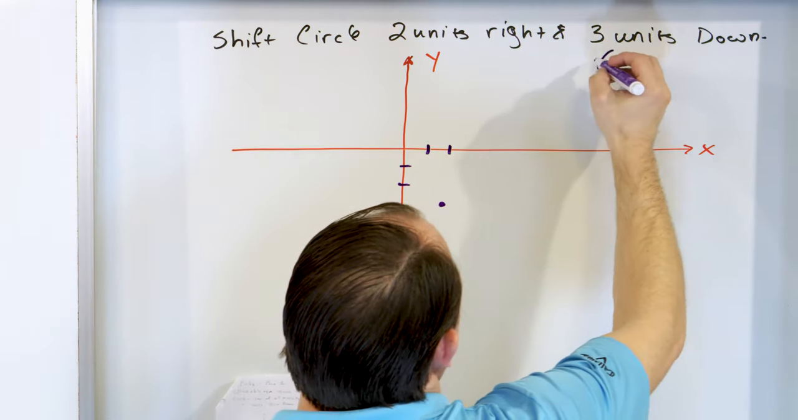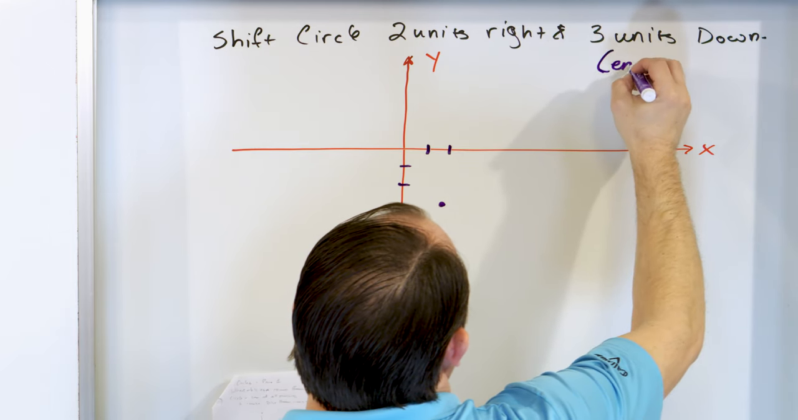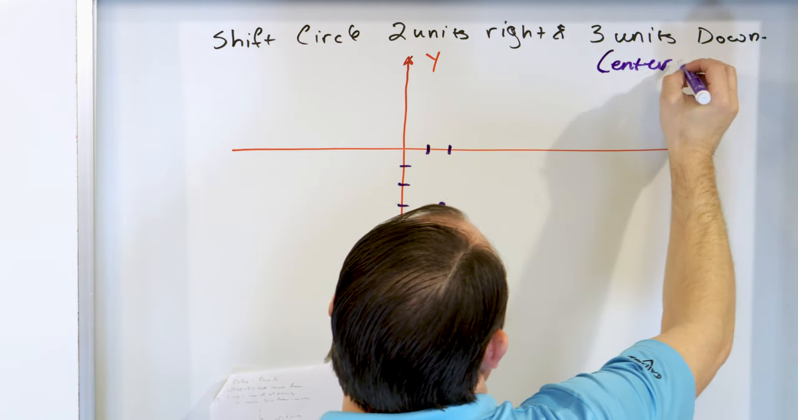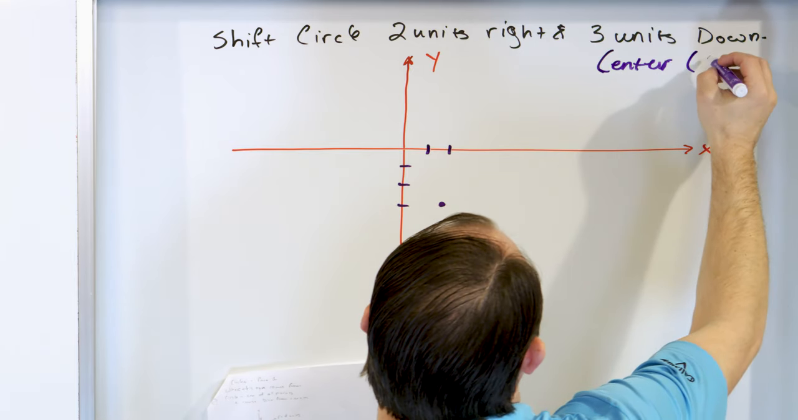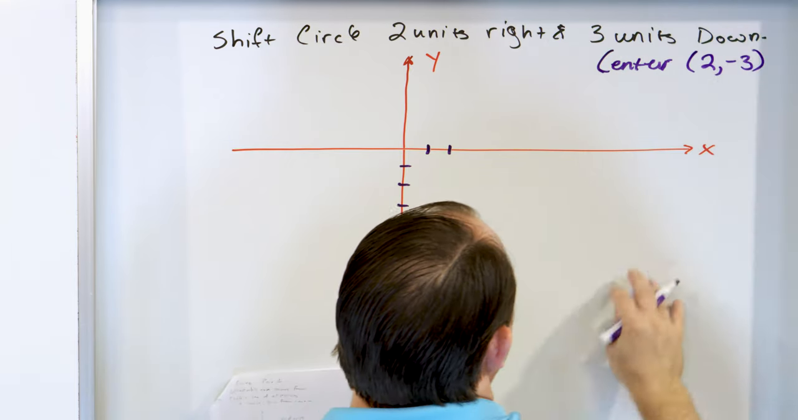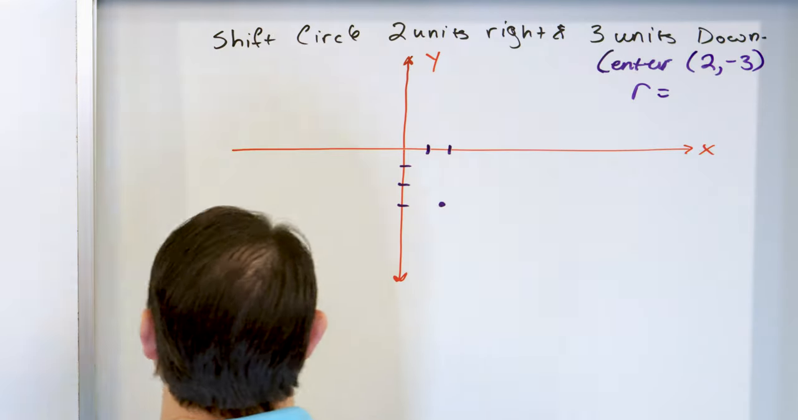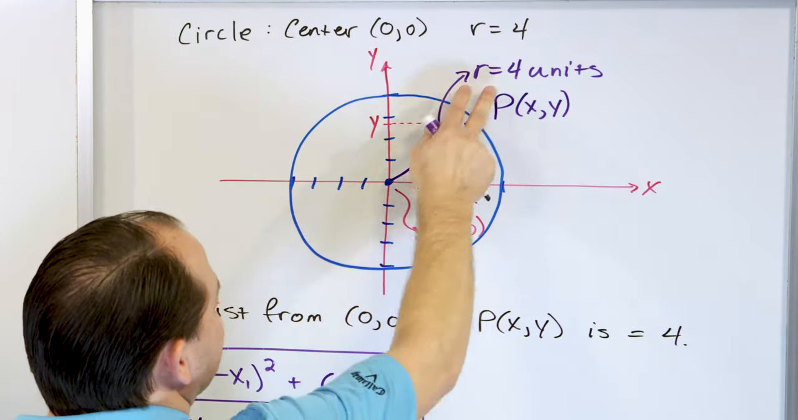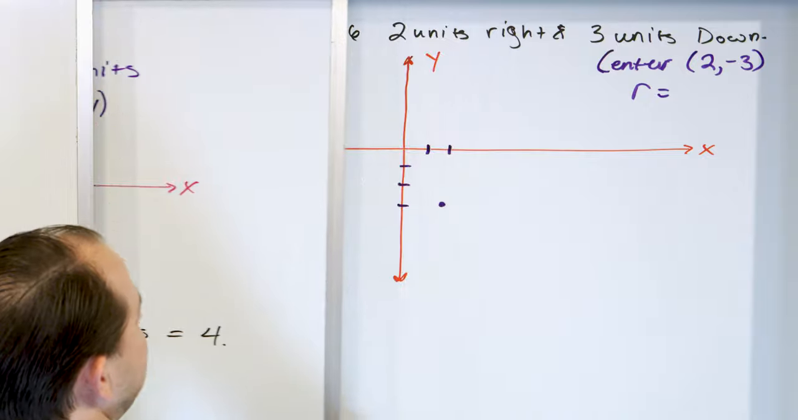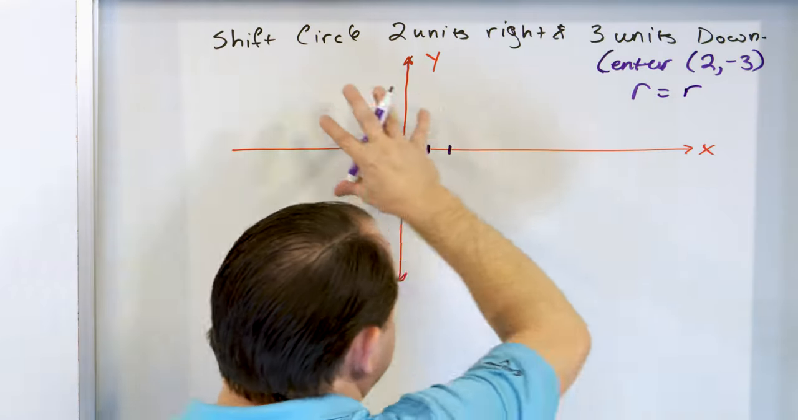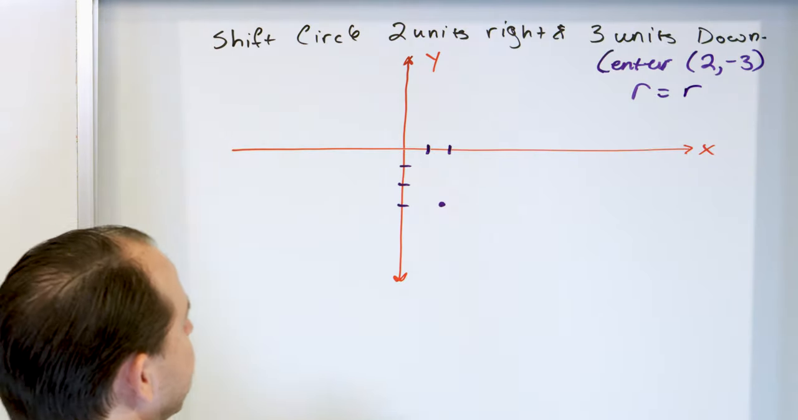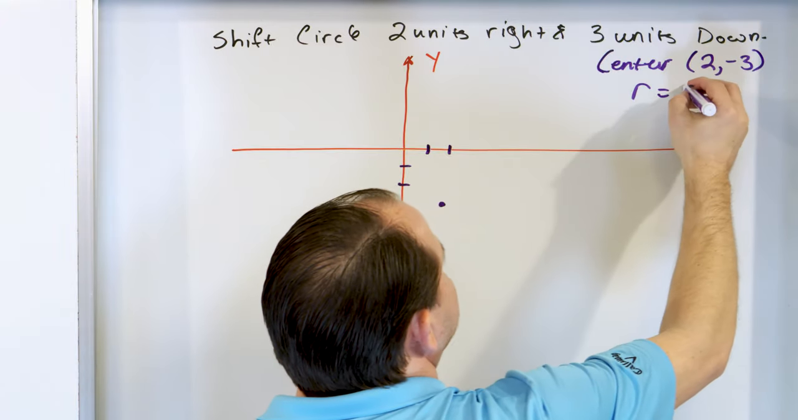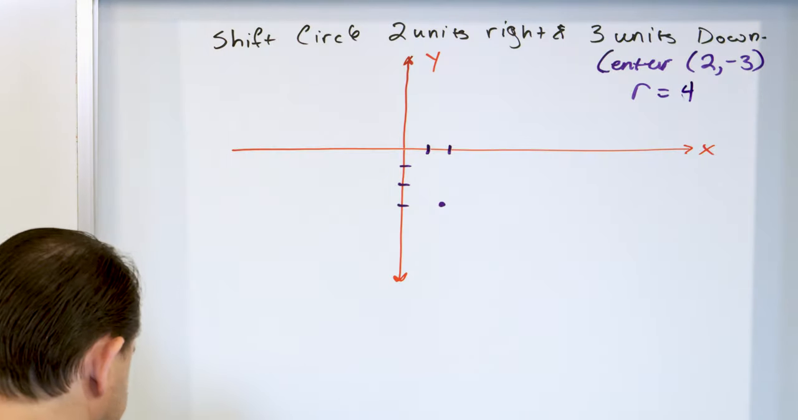So we say the center is, sorry, I can't spell center. We say the center is at 2, -3, right? And we say the radius is the same as the radius before. We're not changing anything. We're saying R is equal to 4, same as before. Everything's the same, but we're just shifting the thing here.